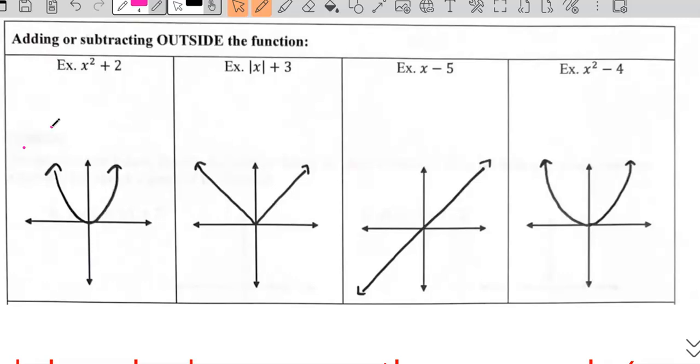What you're going to do is on the front page, you are going to do an investigation on what happens when you add numbers inside, outside, or in front of a function. And so I'm going to do the first one with you guys. I have graphed the parent functions of quadratic, absolute value, linear, and another quadratic for you, and you guys are going to graph the transformation.